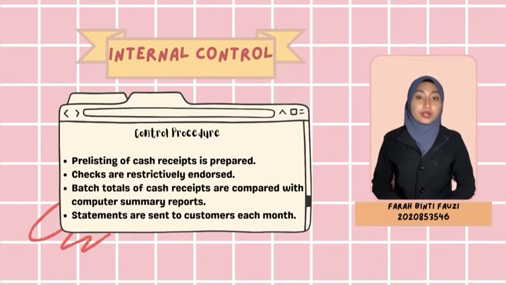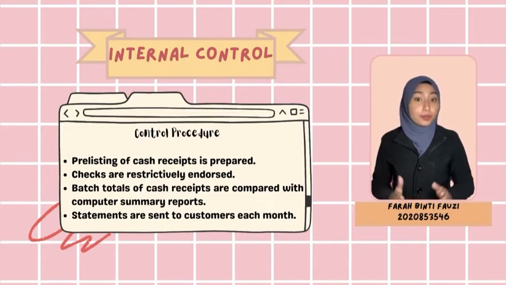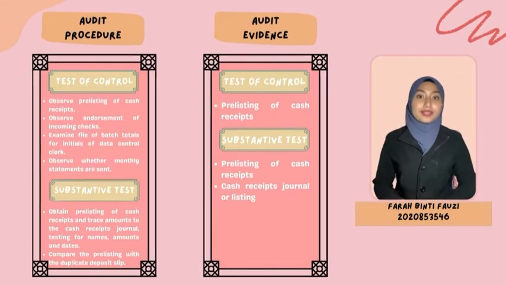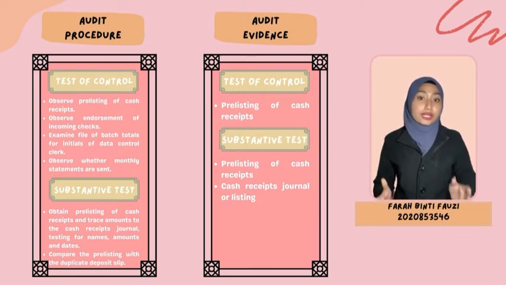However, in order to make sure all cash receipts are recorded, the internal control of company need to make sure that pre-listing of cash receipt is prepared, checks are restrictively endorsed, batch total of cash receipts are compared with computer summary reports, and statements are sent to customers each month. Following that, the company must carry out 2 audit procedures to ensure that all cash receipts are properly recorded.